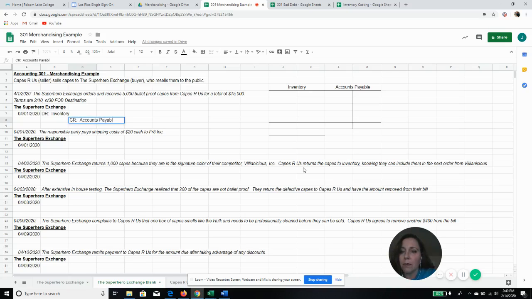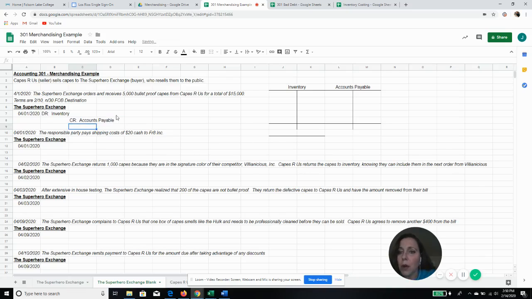accounts payable. We know it's accounts payable because the next line says terms are 2/10 net 30 FOB destination. When we see terms that say 2/10 net 30, that means we are dealing with accounts payable. We're not paying cash on the day that we get the merchandise.